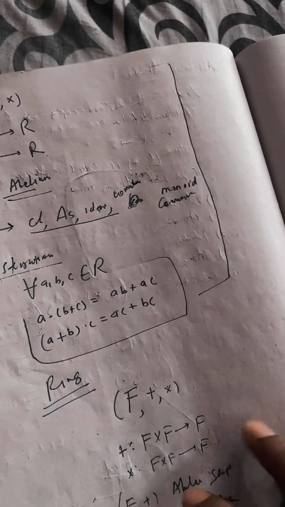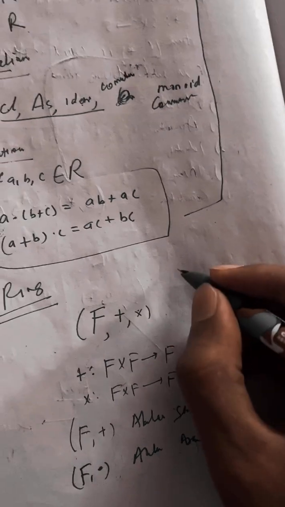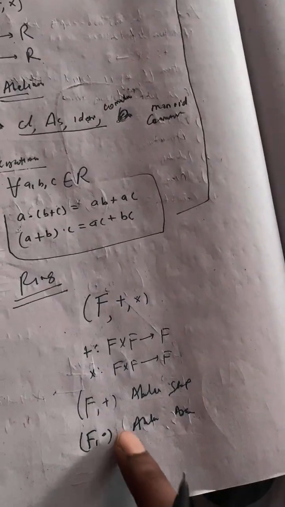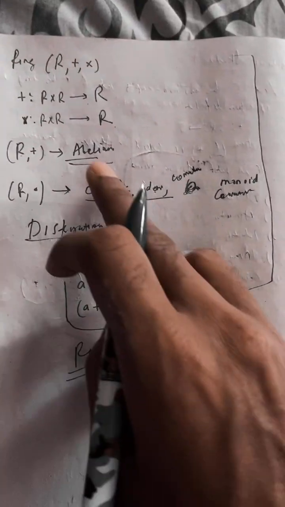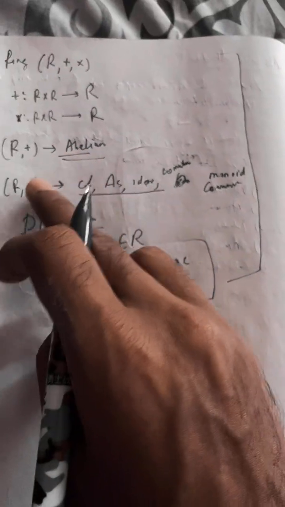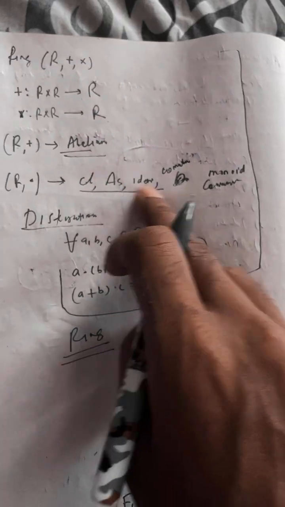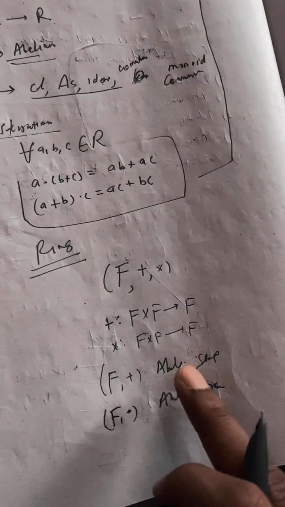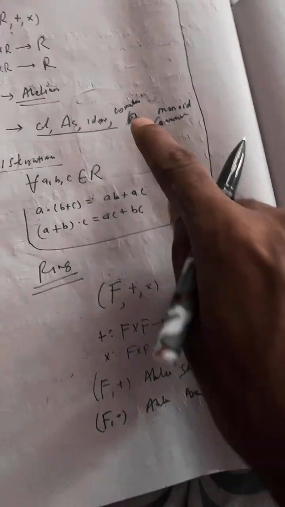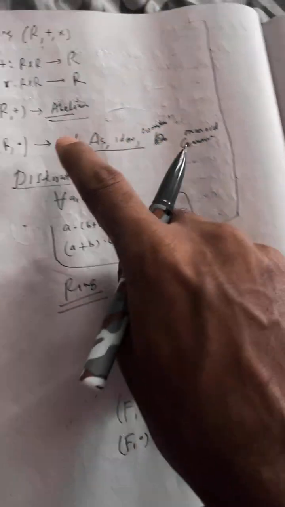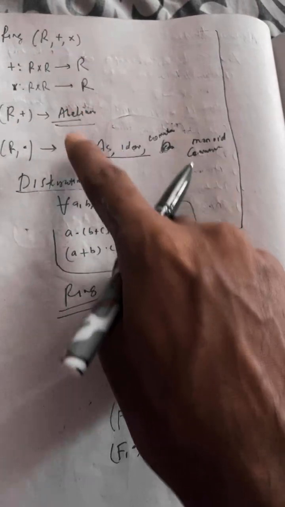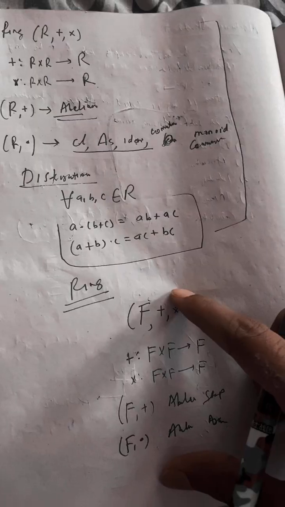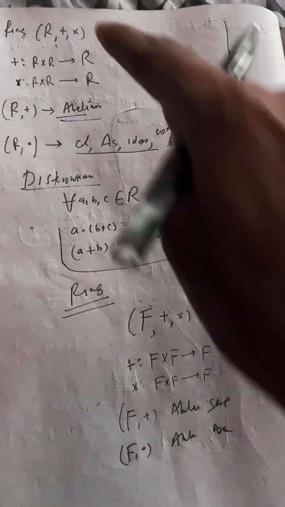All fields are rings, but not all rings are fields. Why? Because this ring with multiplication lacks one property, which is inverse. So it is less powerful than this. If there were inverses here, it would be Abelian too. So both Abelian and distributive becomes a field, which is this structure, right? So we have field and ring.